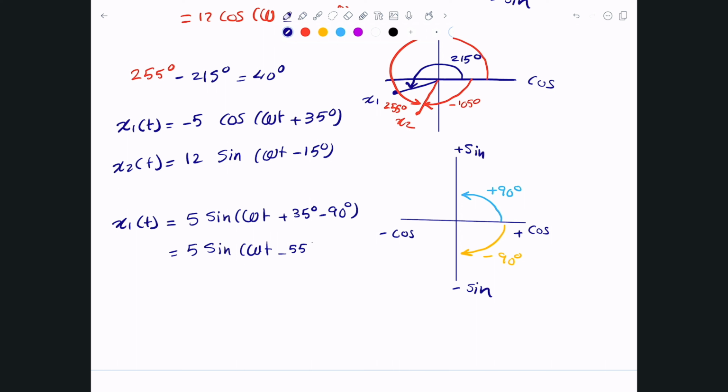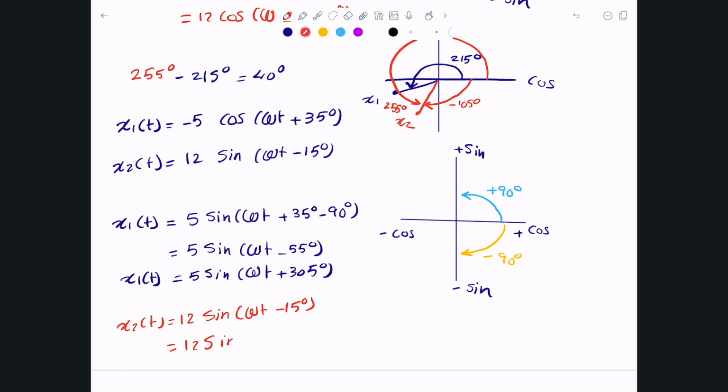And that tells me it's 5 sine of omega t, negative 55 degrees. Of course, we can convert this to positive, which is easier. 360 minus 55 is basically 305 if you wanted to. Either way, 5 sine of omega t minus 55, plus 360, becomes plus 305 degrees. Okay, so that's x1 of t. So let's do x2 of t. x2 of t is already in a sinusoid, so I don't have to worry about it that much. But instead of having the negative in here, I'll add 360 to that 15. So 360 minus 15 becomes plus 345 degrees. Okay, so that's x2 of t.